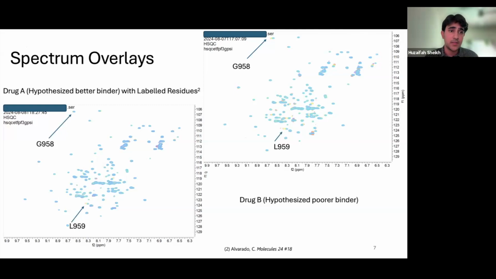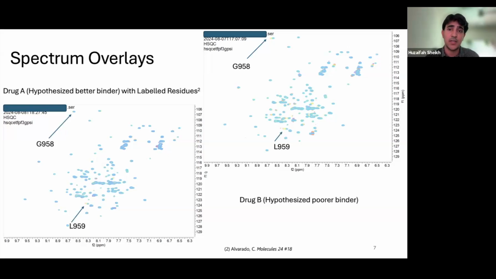So here we can see our spectrum overlays from our NMR, and we're able to analyze specifically our residues of interest. And so drug A is a hypothesized better binder, and we have our labeled residues G958, which are our residues of interest, and L959. And as you can see on the spectrum, there's clear changes over the titration of the drug. So you can see these colorful changes. Drug A was a hypothesized better binder based on previous information.